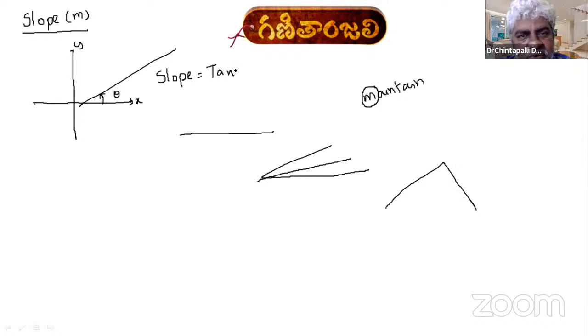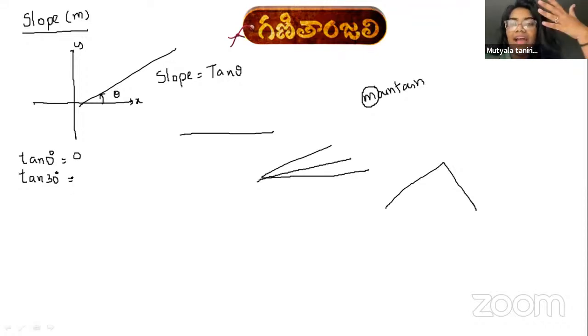Tan theta. Do you know the tan table? What is tan 0 degrees? 0. Tan 30 degrees? 1 by root 3. The hand thing, sir. Yeah, right. I taught them to you.